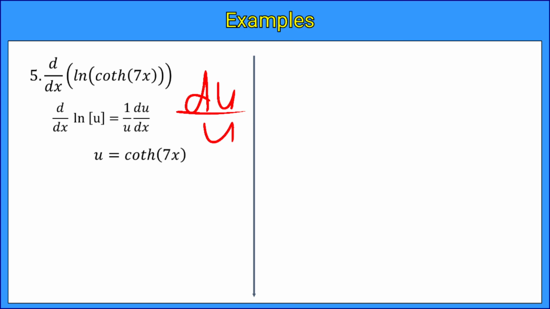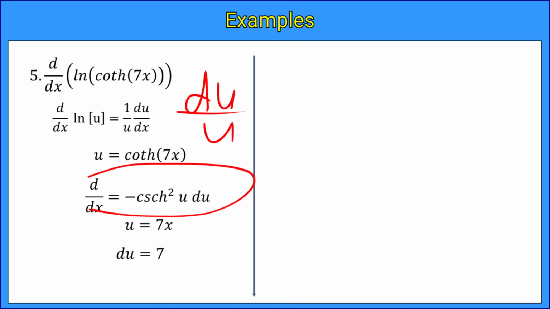And first up, our u is automatically the function inside the parenthesis, which is the hyperbolic cotangent 7x. And then let us stop here temporarily again and use the rule for finding the derivative of a hyperbolic cotangent. The derivative rule for hyperbolic cotangent is negative hyperbolic cosecant squared u du. And our u in this one is 7x, and the derivative of 7x is 7. So that is our du.